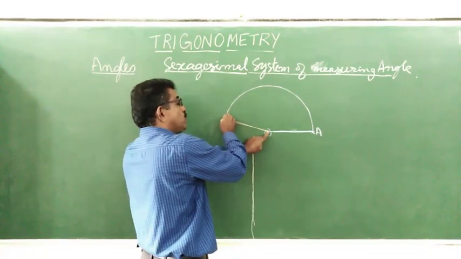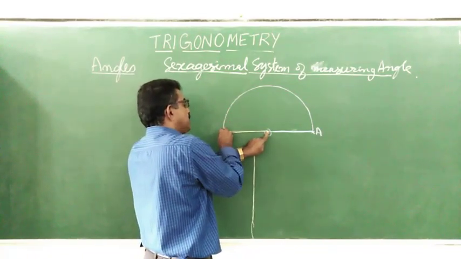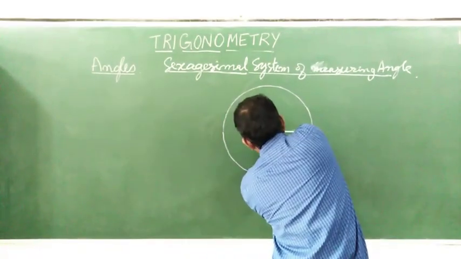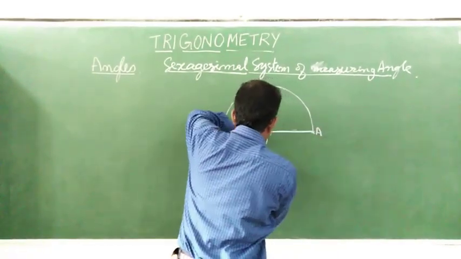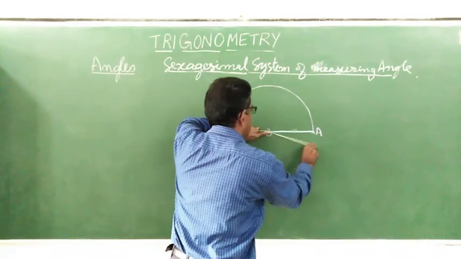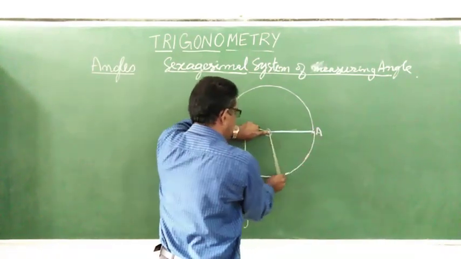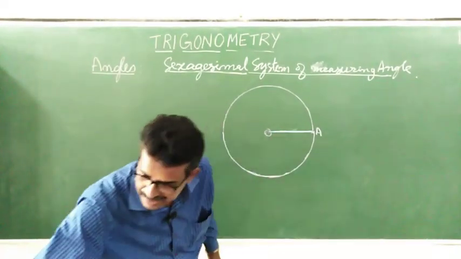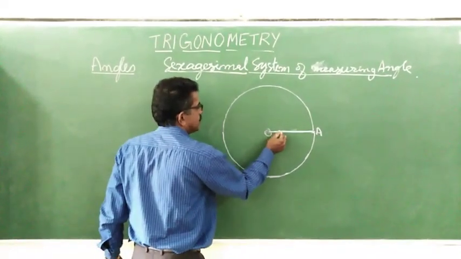The amount of rotation is known as angle. Suppose I stop here, this angle is known as 180 degree. And if I continue like this, observe what I did, the angle is formed. The angle formed here is like this.